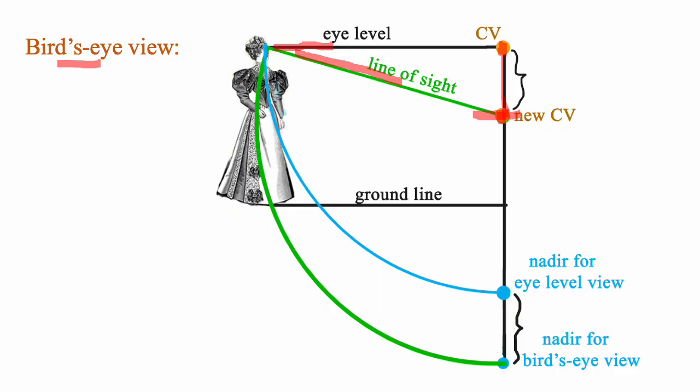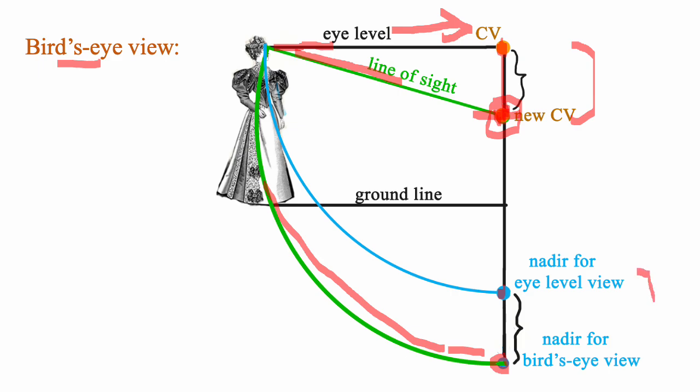When we use this original center of vision as the center of a circle, we got a nadir here for an eye-level viewpoint looking straight ahead. Now, if we use this as our center of the circle for a bird's eye view, we would circle down like this and we would get a new nadir for the bird's eye view. So the distance between the center of vision and this new center of vision is the same as the distance between the nadir for the eye-level view and the nadir for the bird's eye view.